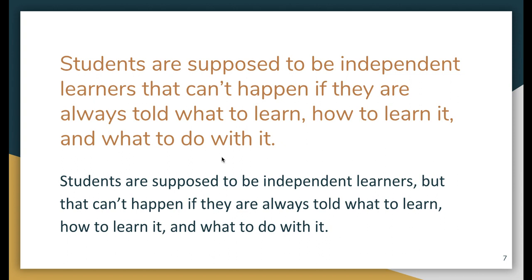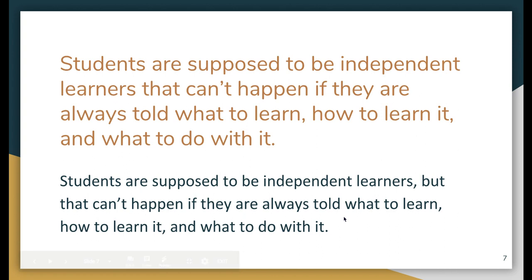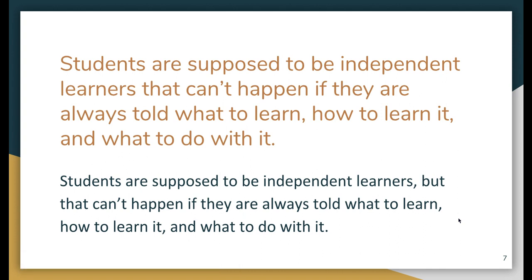So how can we fix it? Let's take a look back to where our two independent clauses are joined, and let's add our comma and our coordinating conjunction but. Students are supposed to be independent learners, but that can't happen if they are always told what to learn, how to learn it, and what to do with it.